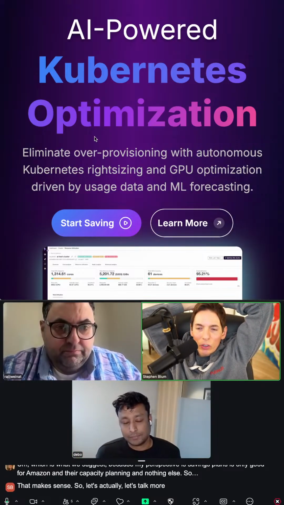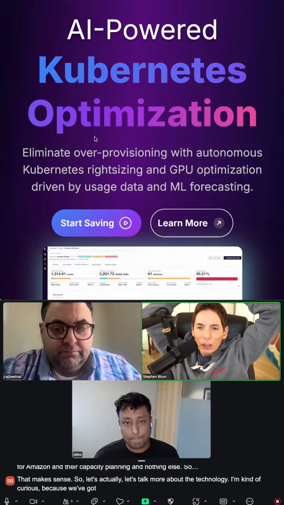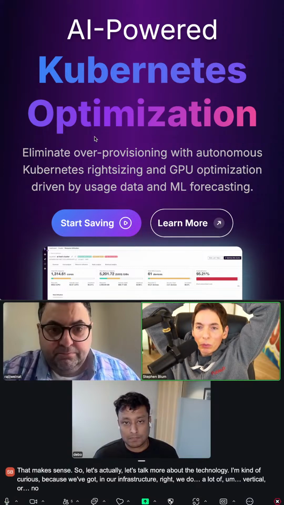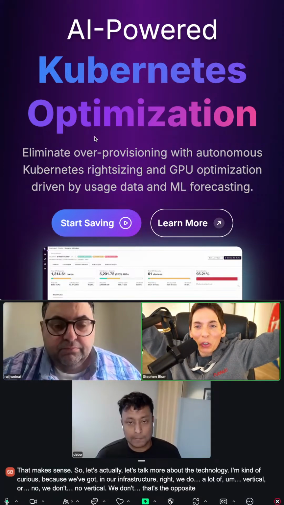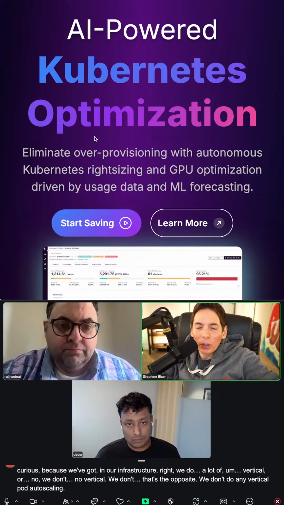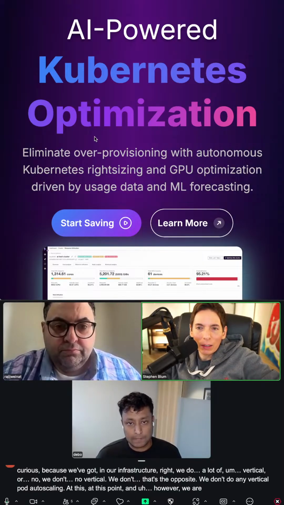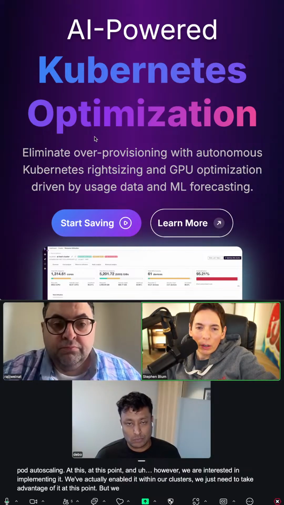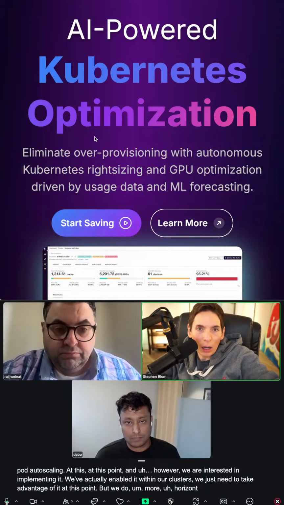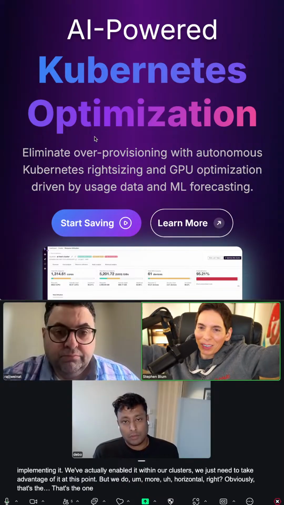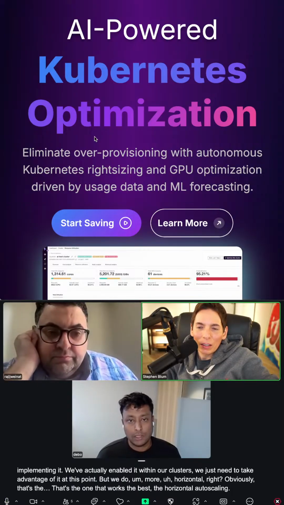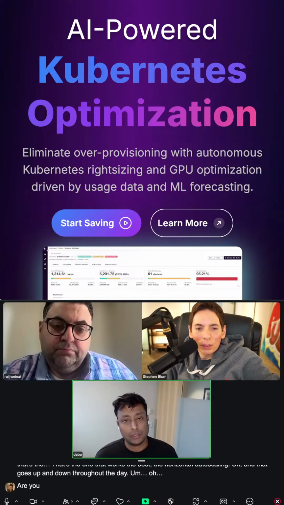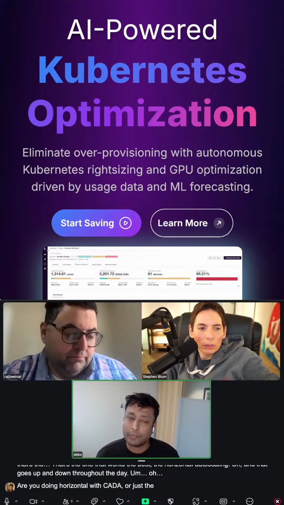That makes sense. Let's talk more about the technology. In our infrastructure, we don't do any vertical pod autoscaling at this point. However, we are interested in implementing it, and we've actually enabled it within our clusters. We just need to take advantage of it. But we do more horizontal autoscaling, obviously, because that's the one that works the best, and it goes up and down throughout the day. Are you doing horizontal with KEDA or just the default HPA?